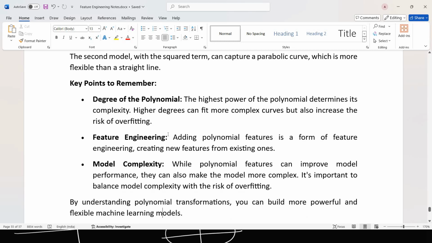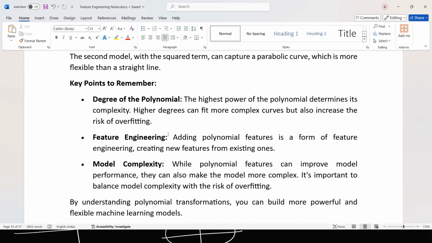There are a few key points that you must remember. First thing is the degree of the polynomial. The highest power of the polynomial determines its complexity, right? So suppose you have the power of 4, then in that case, that power of 4 defines the complexity. I mean, how complex is the curve? How complex is the data for developing a prediction model, you can say the machine learning model, right?